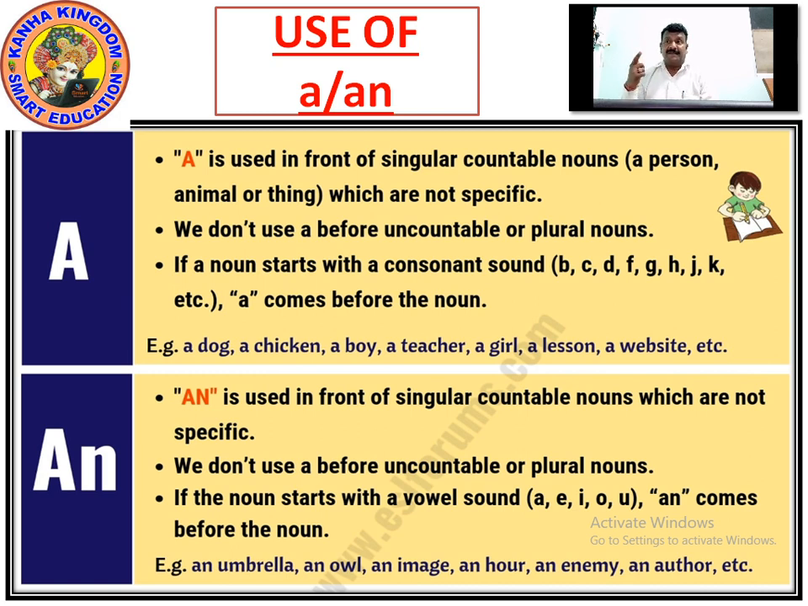If a noun starts with a consonant, leaving the vowels A, E, I, O, U, all the rest are consonants. After A comes B, C, D, again E is not there, F, G, H, I is not there, J, K. So all these are consonants. If a noun starts with a consonant, a comes before the noun. We don't use it before uncountable or plural nouns. What is plural? More than one. Countable is one. When the noun is uncountable, we cannot use it.